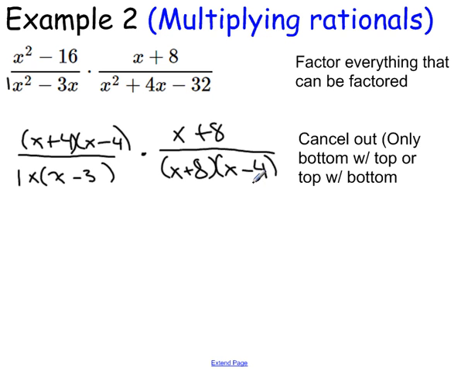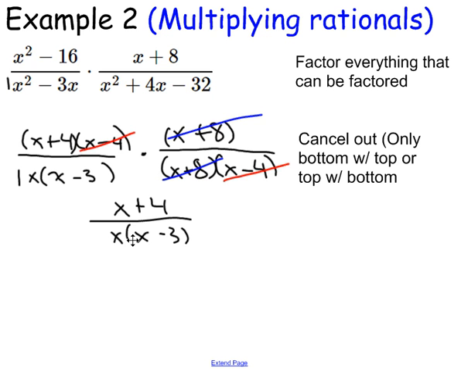Now I can cancel out. So I can cancel out this x minus 4 with this x minus 4. I can cancel out this x plus 8 with this x plus 8. And that's about it. So this will leave me with x plus 4 over x times x minus 3. You cannot cancel out this x with this x because technically this has a set of parentheses around it, so you can't cancel out this x with this x. So this is your final answer.